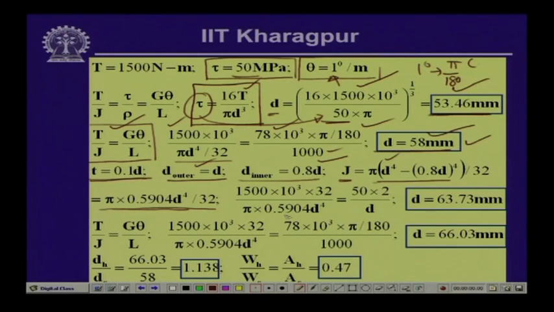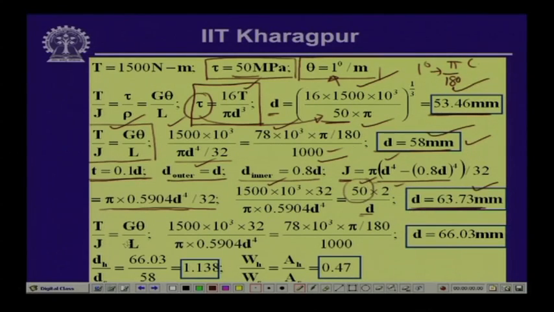So, if you substitute again T by J equals tau by rho, where T is 1500 into 10 to the power 3 and J is as above, tau is 50 and rho is d by 2, the outer diameter by 2. This gives us a diameter of 63.73 millimeter. So, this is from the criterion of satisfaction of the stress.